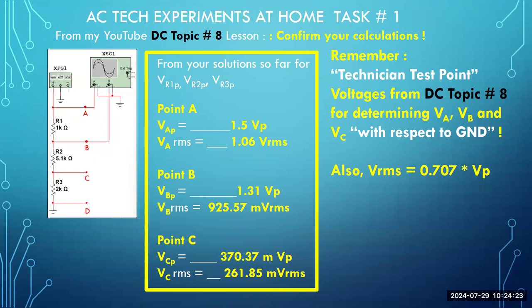No difference there. Then you convert the 1.5 volt peak into an equivalent RMS value. How? By multiplying by 0.707. So you should have these values calculated, written down.